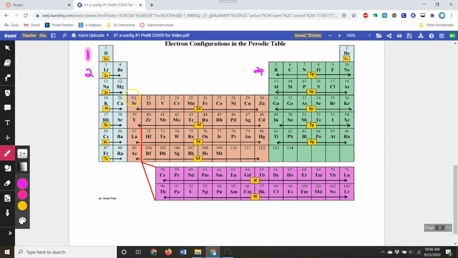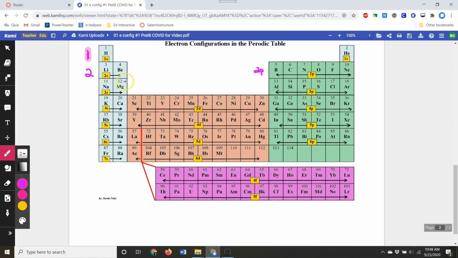It's all the way down here. So remember, the d electrons are a little bit different. When you do the d electrons, we're going to have to start at the top, but as you get closer to the d sublevel, the energy level changes, and we can remember why from our video.